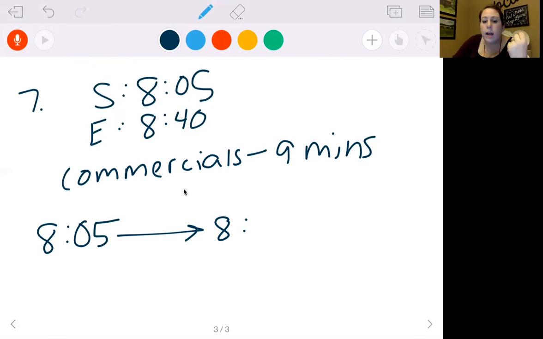So see what I did there? I counted up 5 minutes and I got 7 when I counted up on my fingers. Think about what 7 means on the clock. It means 35 minutes. So if the whole thing was 35 minutes, we need to take away the 9 minutes of commercials. So let's borrow 9, 10, 11, 12, 13, 14, 15. So the actual show was only 26 minutes.